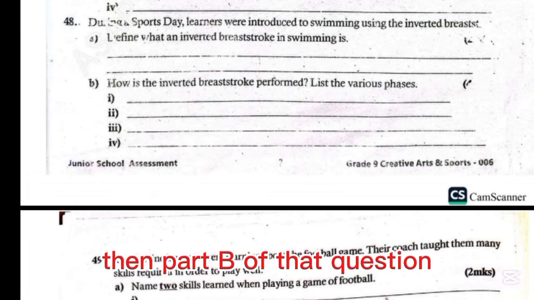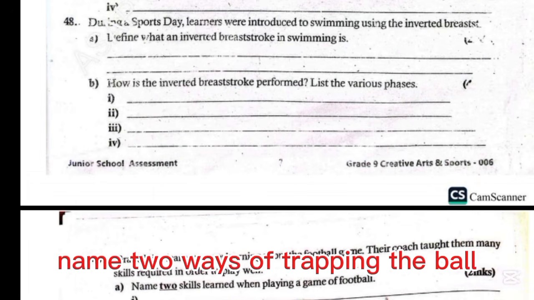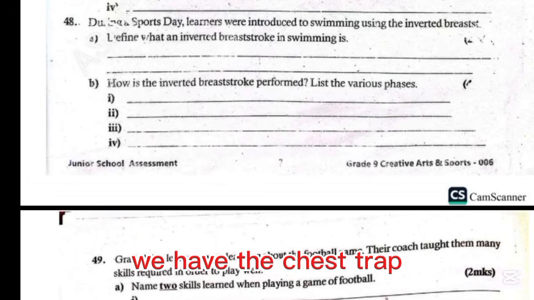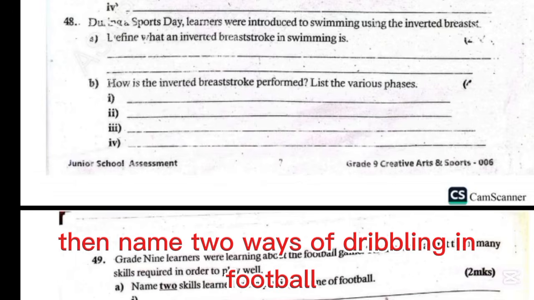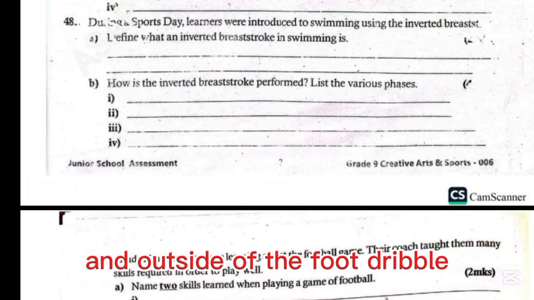Then part B of that question, name 2 ways of trapping the ball. When we trap the ball, we have the chest trap, thigh trap, and foot trap. Then name 2 ways of dribbling in football. We have inside of the foot dribble and outside of the foot dribble.